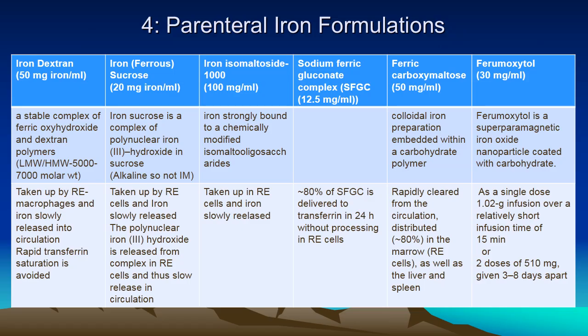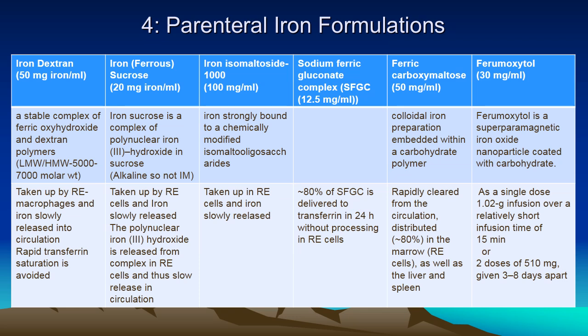There are various formulations available: iron dextran, age-old formula, iron ferrous sucrose, iron isomaltoside 1000, sodium ferric gluconate complex, ferric carboxymaltose, and ferromoxytol. These formulations are currently available all over the world. As iron dextran is the older one, a stable complex of ferric oxyhydroxide and dextran polymers. Dextran polymer can be high molecular weight or low molecular weight. Currently, low molecular weights are available.